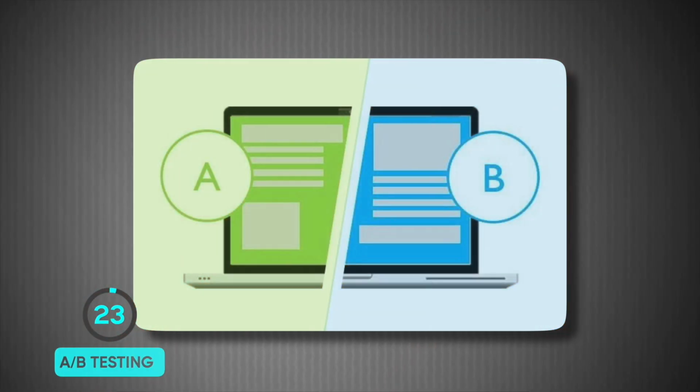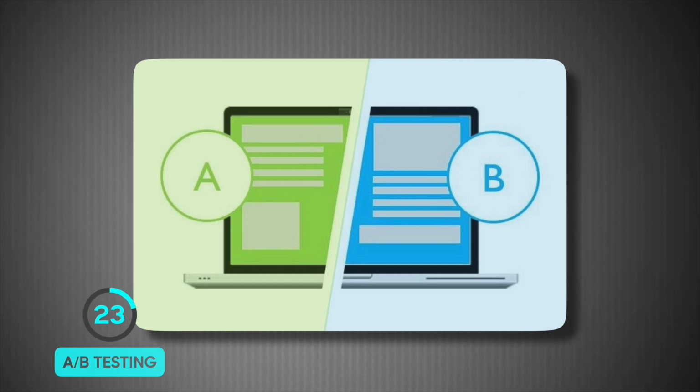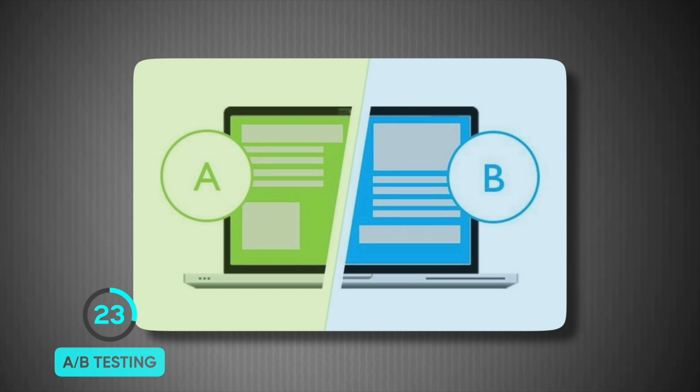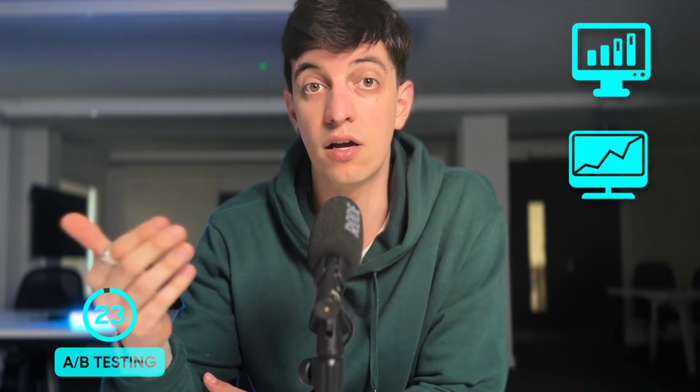Then we have A/B testing. So A/B testing is a method where two versions, A and B, of something are compared to determine which performs better. So it's used to optimize user experience and marketing strategies. A website can run an A/B test by showing one group of users the original design, which is A, and another group of users a new design, which is B. And then they analyze which version leads to a higher click-through rate, for example. Then we have hypothesis testing.